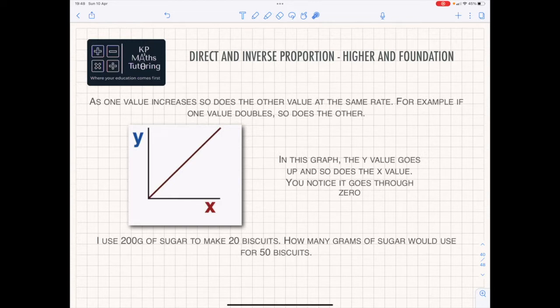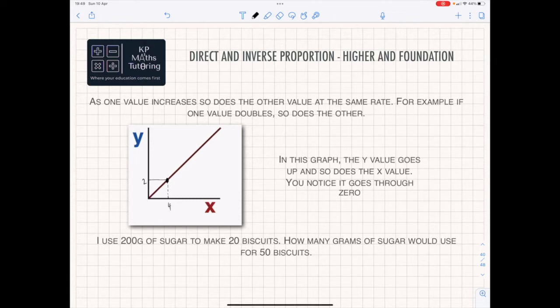So if we think about direct first of all, this is direct proportion. Direct proportion basically means as one value is going up, the other value is also going up, and it goes up at the same rate. So for example, if I said this value for y was at 2, and this value over x was at 4, let's just note that. It could be 2 and 2, it doesn't matter.